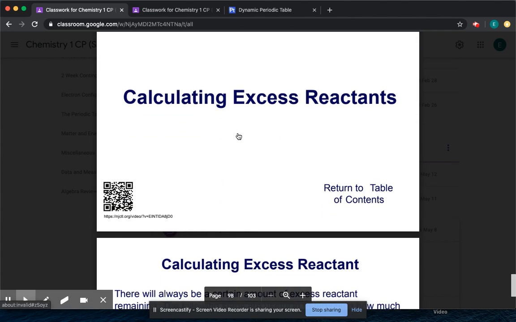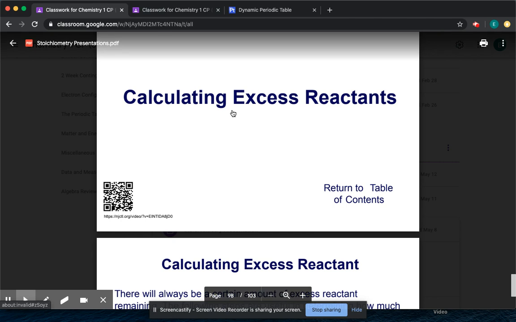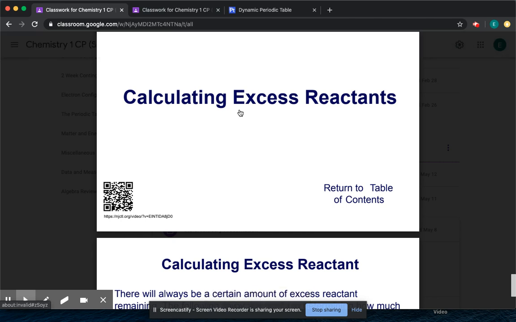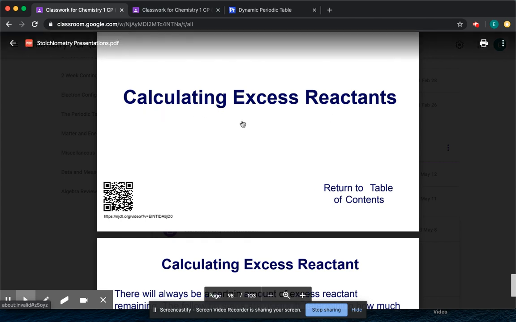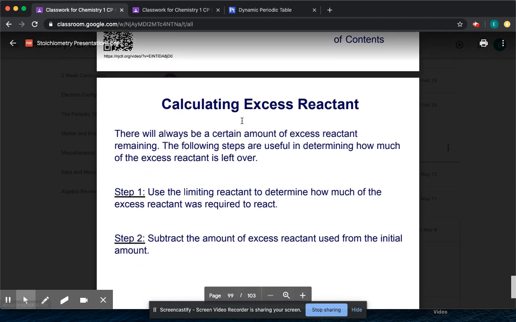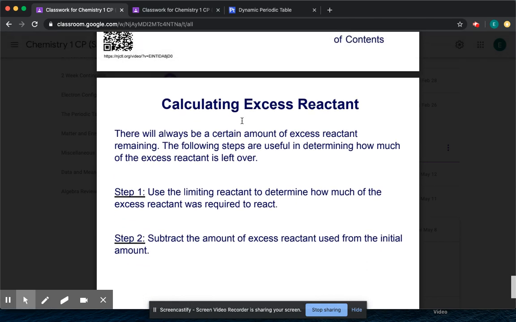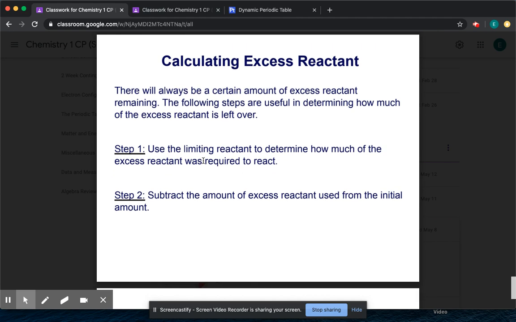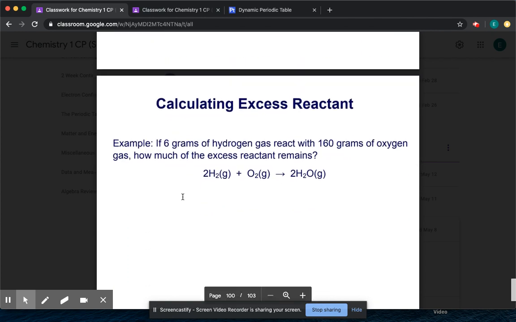calculating excess. So all calculating excess means is just figuring out what's left over. How much is left over? That's what calculating excess means. So once you know how much of something you're going to use up, you know the other. If one is limiting, the other one has to be in excess. Okay? That's what this is saying. So in order to do this, you need to figure out which one is limiting and then subtract the amount that you use up from the initial, okay?